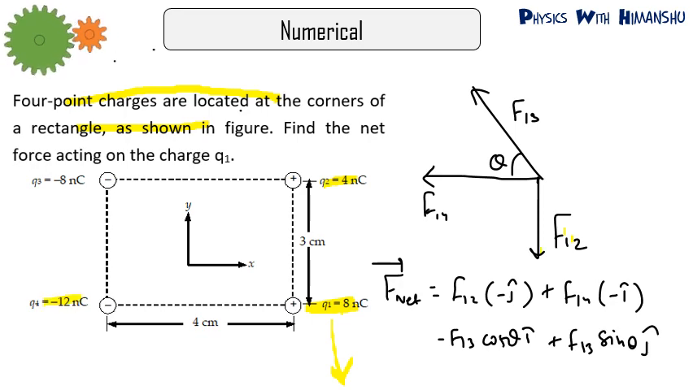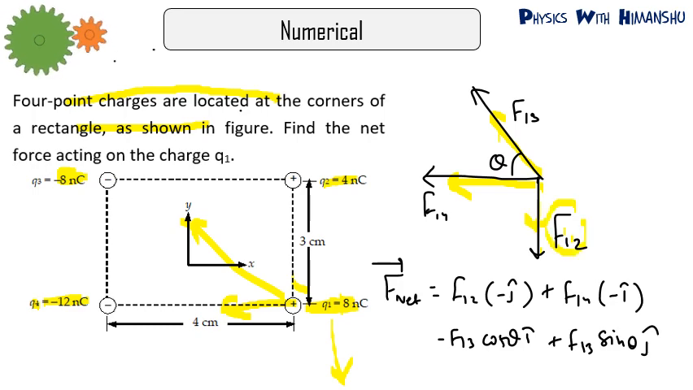See, Q4 is negative and Q1 is positive. So Q4 will attract Q1. So force will be on that side. So force on 1 due to 4 is on that side. And this is negative, this is positive. So this minus 8 nanocoulomb will attract 8 nanocoulomb. So force will be on that side. See, the force is on this side. So we have all three forces.